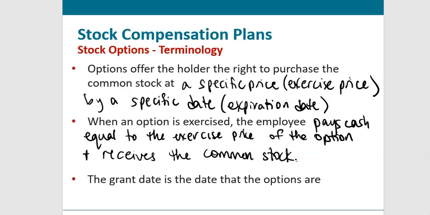Again, if the employee wants to, they can hold on to that share of common stock or they can sell it for cash. The grant date is the date that the options are offered to the employee.